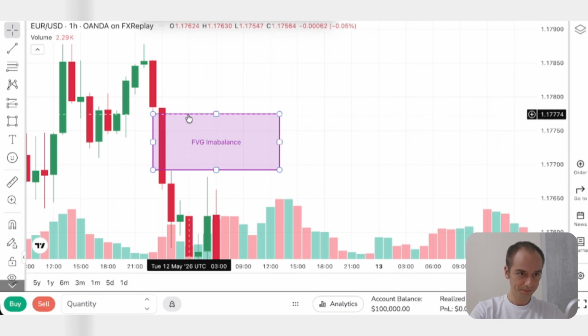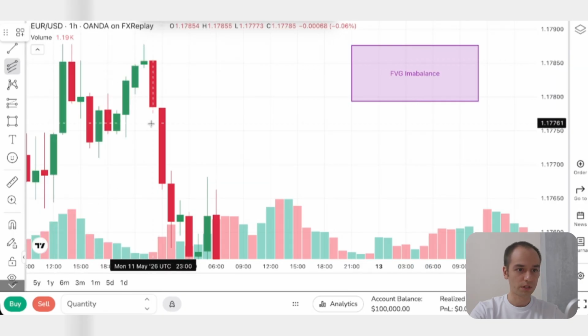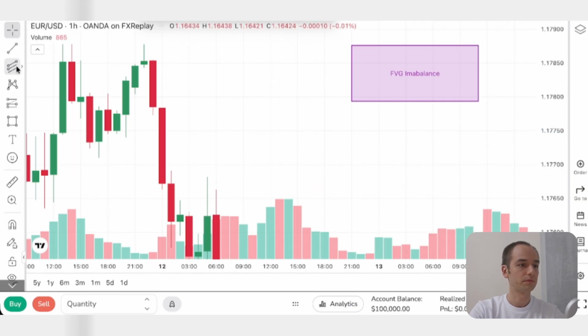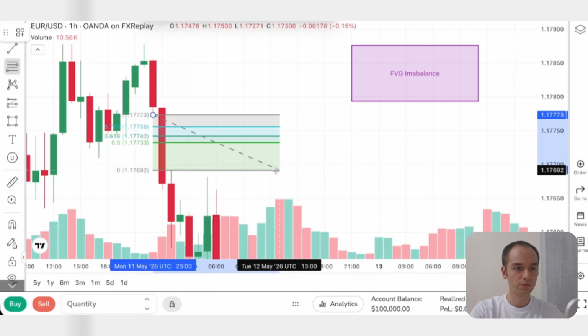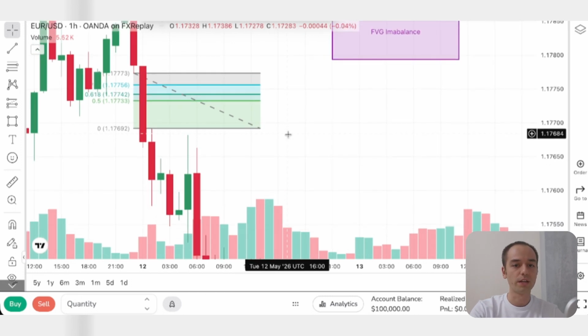Then, to use it for trading, it's exactly the same as before. Sorry. We use the Fibonacci retracement in exactly the same way. It's very important to mention here that imbalance is not a tool on its own. It shows the trend, it shows the swing.